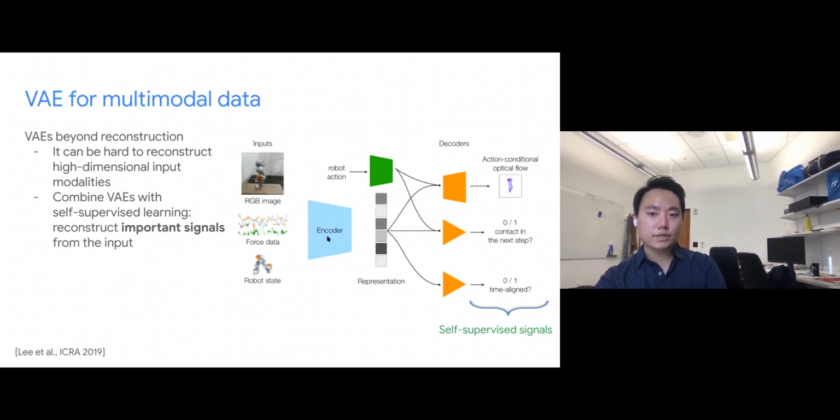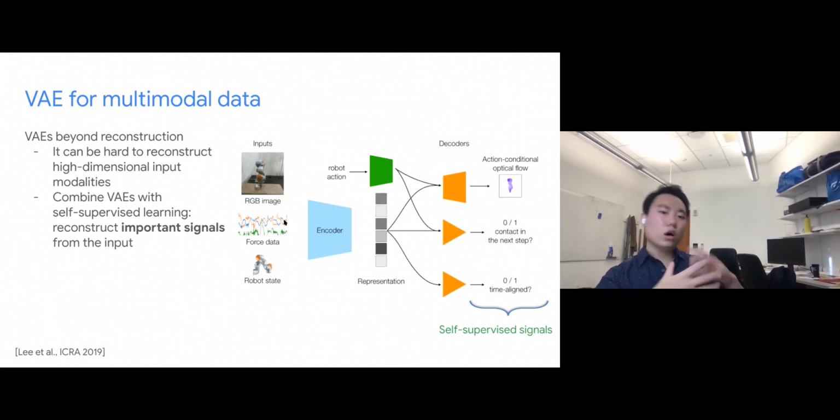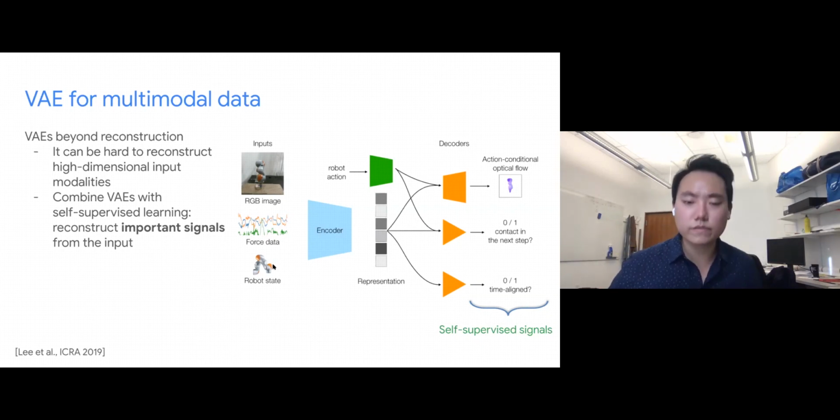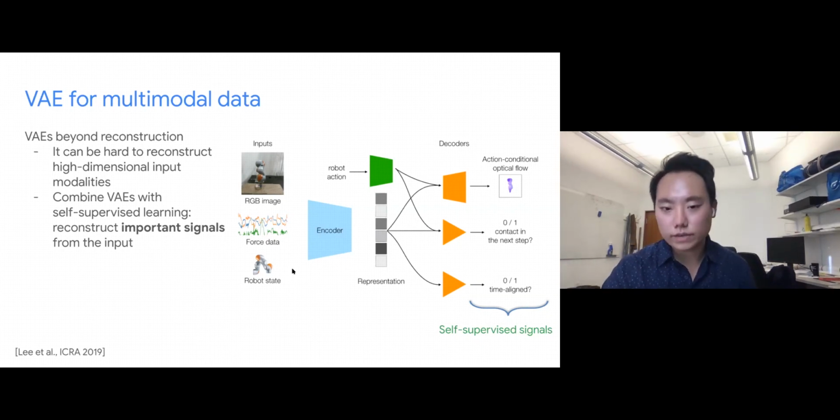You want to learn an encoder that gets you a multimodal representation. And normally, if you just had a variational autoencoder, you would have a decoder back to the exact same data. You would try to reconstruct these high-dimensional images, these long-term time series representing your force, and the robot state, which can be discrete factors. And that is in general quite difficult.